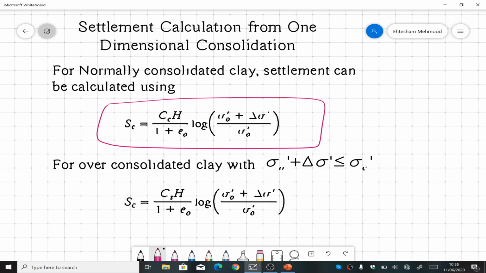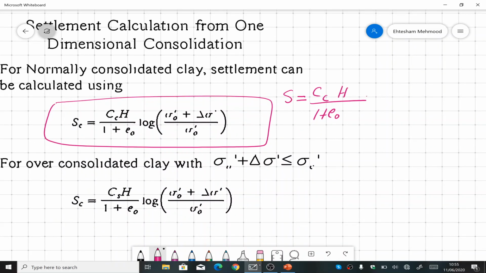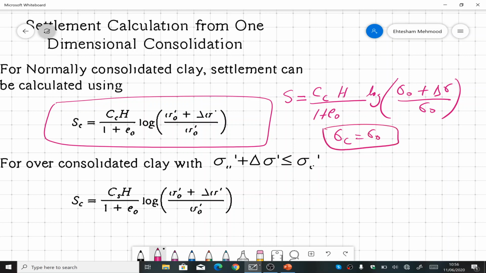I'll write it in a clearer format. S is equal to Cc into H, where H is the thickness of the clay layer, over 1 plus e naught, into log of (sigma naught plus delta sigma) over sigma naught. Because it's a normally consolidated soil, we know that sigma c is equal to sigma naught. All right, now what is delta sigma?